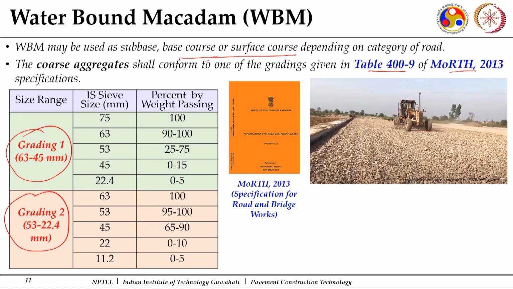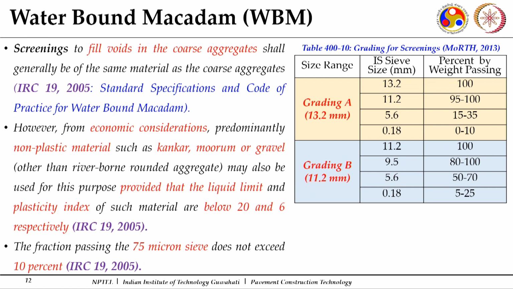The coarse aggregate shall conform to one of the gradings given in table 409 of MORTH 2013. So, this is the coarse aggregate gradation. And then, as I mentioned, once the coarse aggregate is compacted, you put the fines over it. Two gradings are given for the fines, which are your screenings. So, two gradations for screening material are also given.